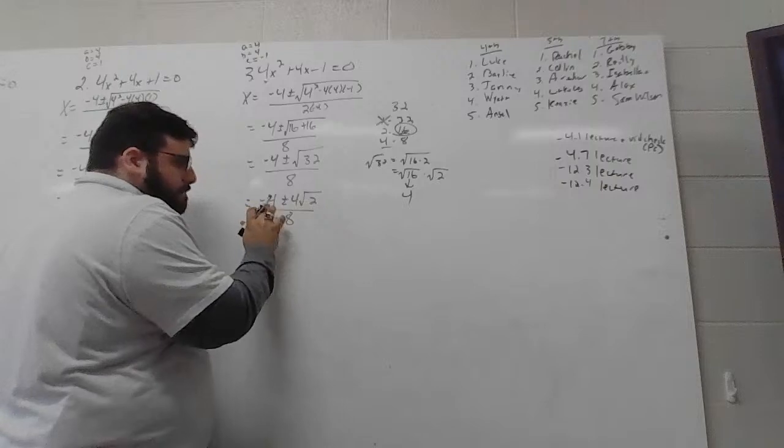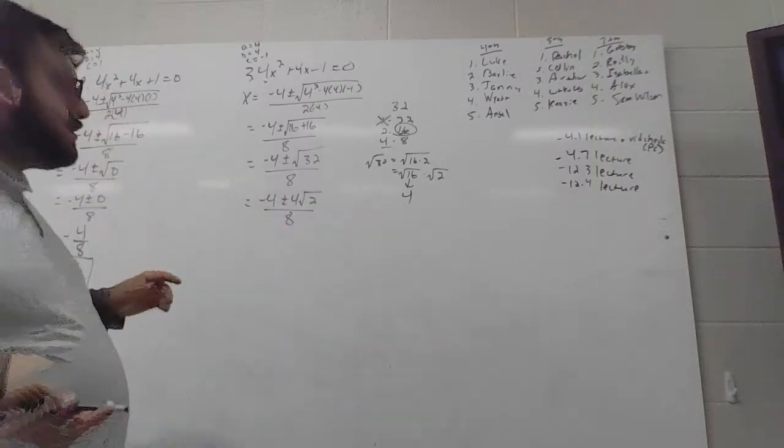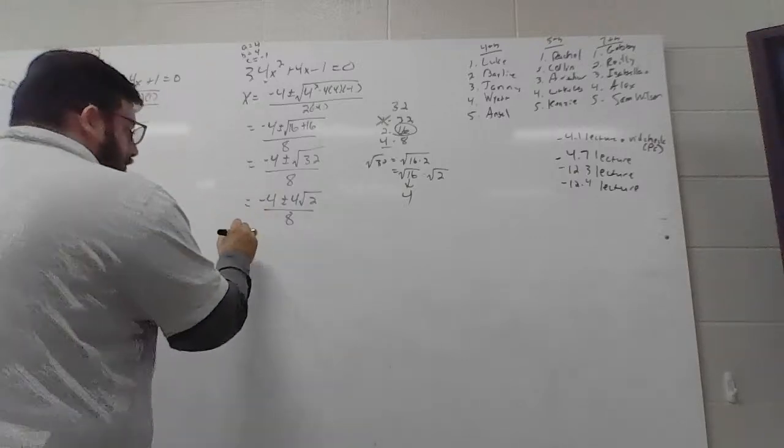Look at these 2 terms. Both of these terms have a 4 in it. This 8 is also divisible by 4. So I can factor out a 4 in the numerator and the denominator to reduce that fraction.